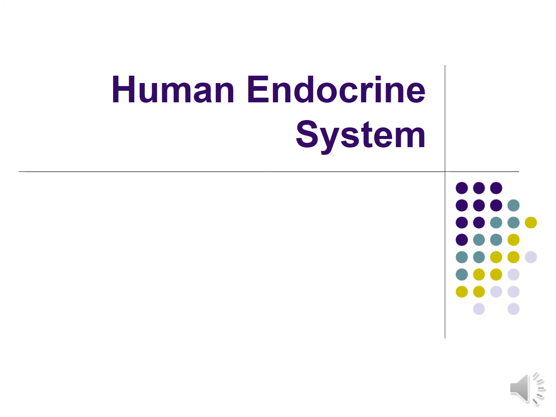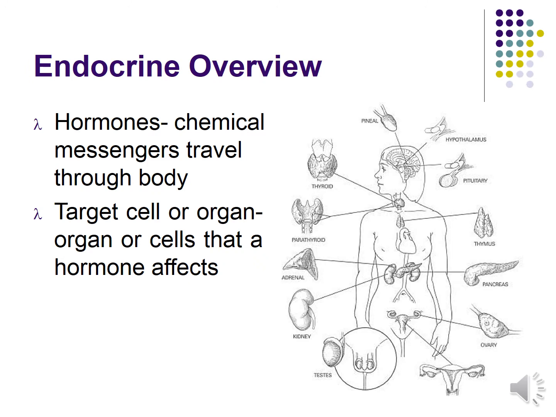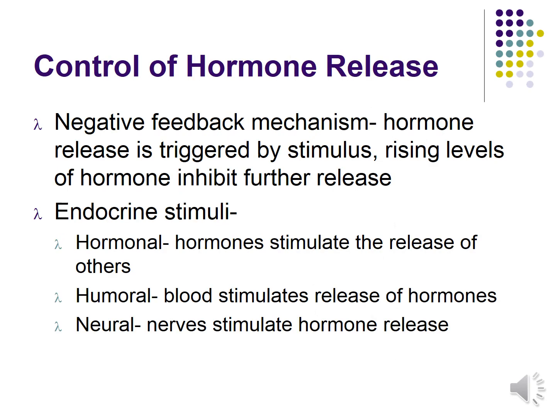Human endocrine system. Endocrine overview. Hormones, chemical messengers, travel through the body. Target cell: the organ or cells that a hormone affects. The control of hormone release.